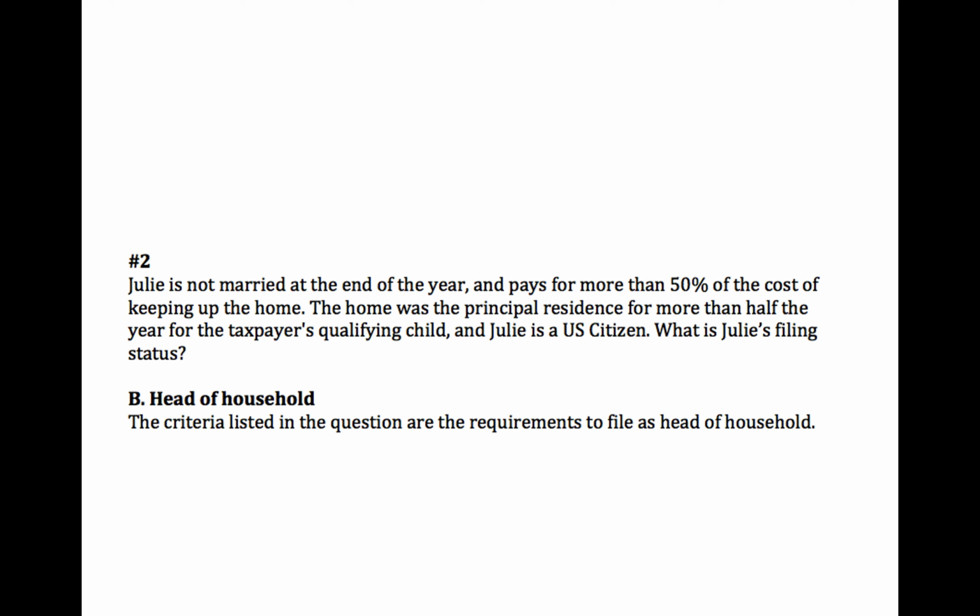2, Julie is not married at the end of the tax year and pays for more than 50% of the cost of keeping up the home. The home was the principal residence for more than half of the year for the taxpayer's qualifying child, and Julie is a U.S. citizen. What is her filing status? Now, this one's different. This one would be head of household because the question actually lists the criteria for complying with head of household filing status. More than 50% of the cost of the home, principal residence of the qualifying child, U.S. citizen.